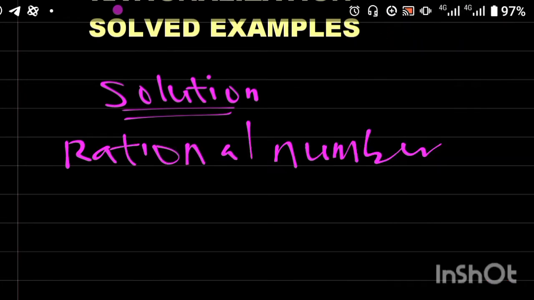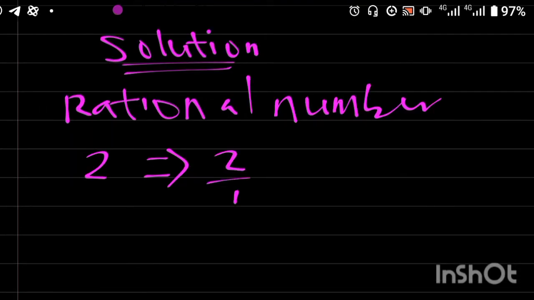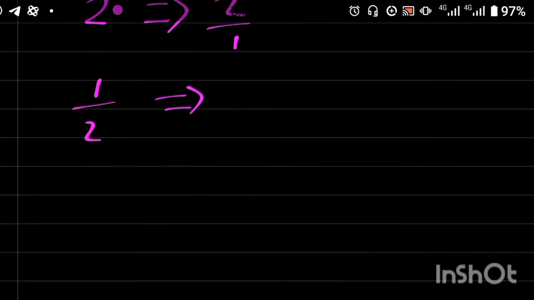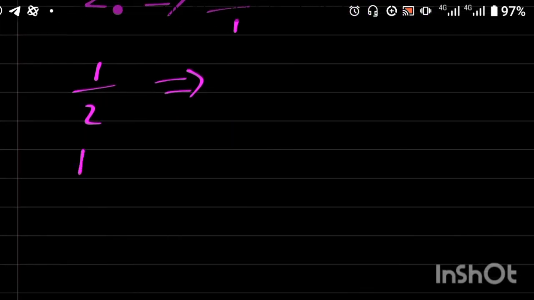Rational numbers are the numbers that can be expressed as a fraction. 2 is the same thing as 2 over 1. Therefore, 2 is a rational number. If I have 1 over 2, it is a rational number. So any number that can be expressed as a fraction is a rational number. But we have some numbers that you cannot even express as a fraction. So these numbers that cannot be expressed as fractions are what? Irrational numbers.